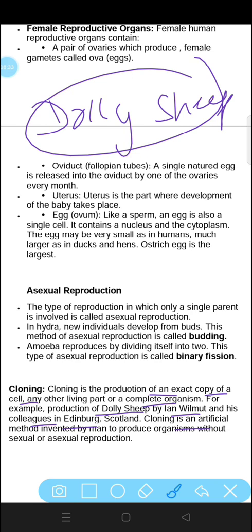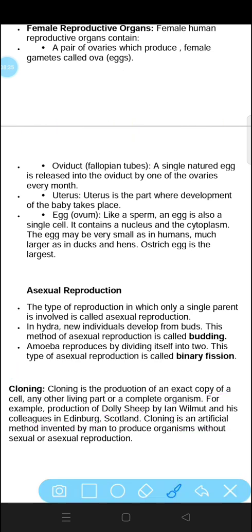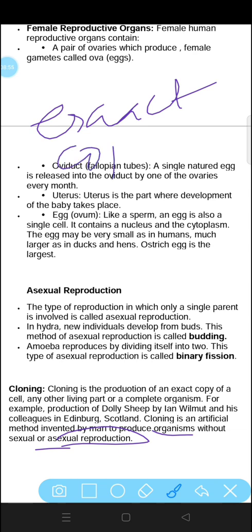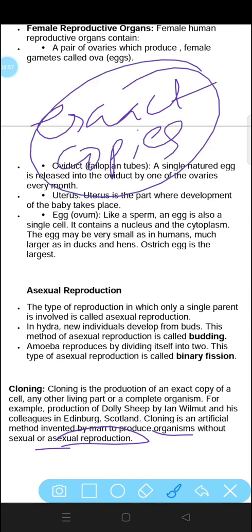So cloning is an artificial method invented by men to produce organisms without sexual or asexual reproduction. Other than sexual and asexual reproduction, there is this method, that is cloning. Exact copies of the organism are obtained through cloning. In cloning, no sexual or asexual reproduction takes place. It is done with the help of scientists.